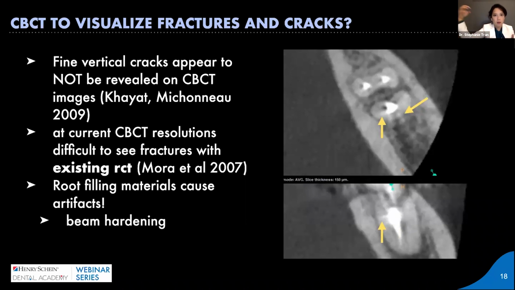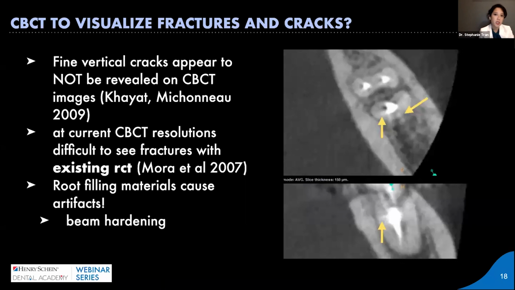So when a CBCT beam hits the radiopaque material, that's what it looks like. The problem with these beam hardening interferences is that it's very hard to actually see the little black line of a fracture. Sometimes the radiopacity of the beam hardening can cover it, or it can make it look like the little black streak is a fracture. So it's really important not to just rely on the CBCT alone.